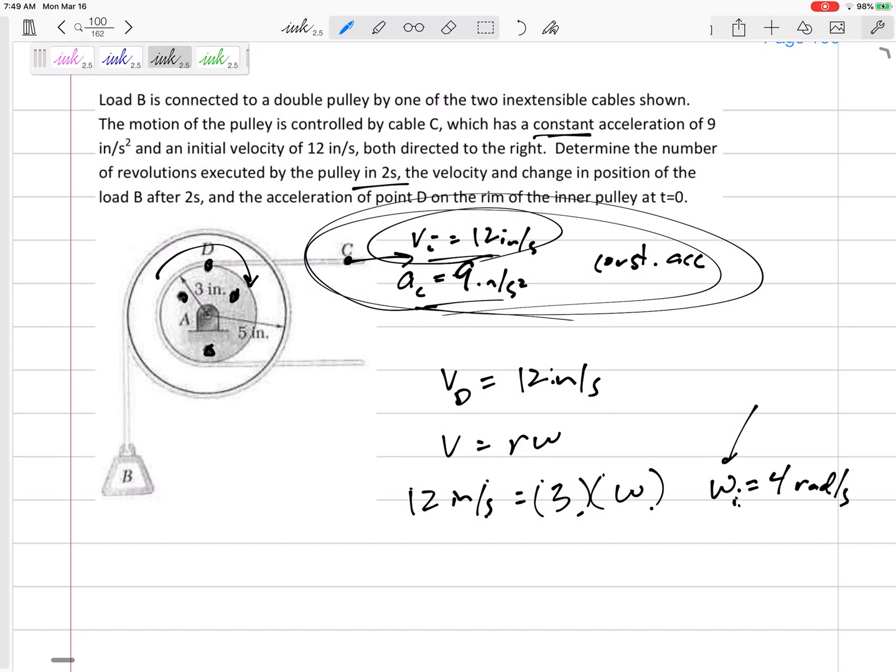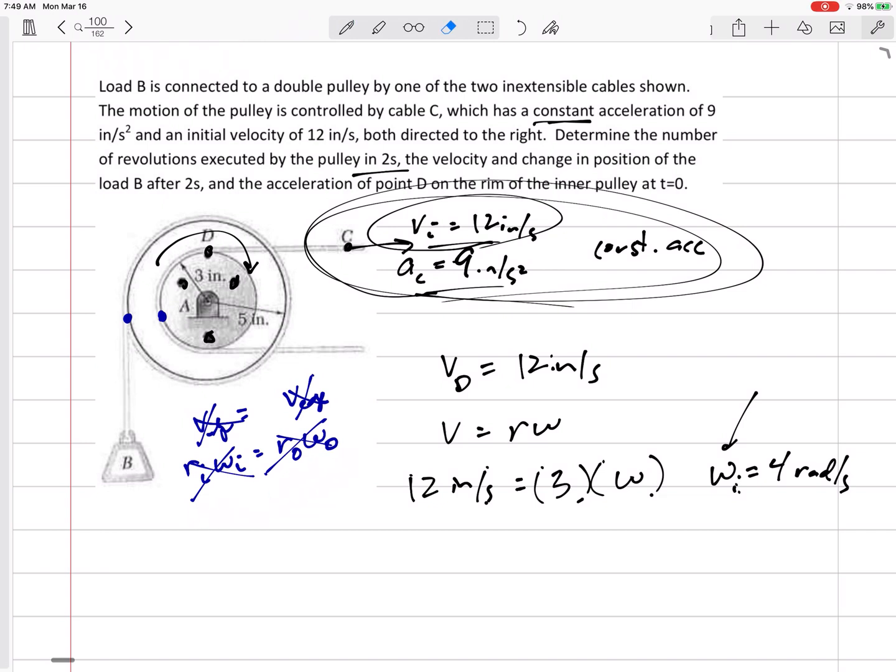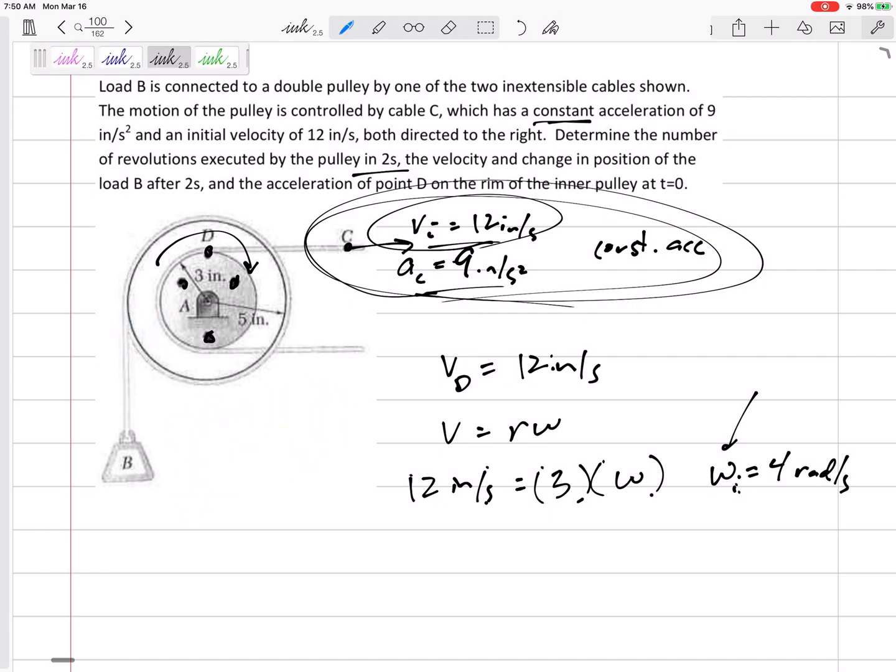Okay? Do not do this. I'm about to write something that I don't want you to write on your paper, so don't write this. It's not that R inner omega inner equals R outer omega outer. This is not true, right? That would be saying that the velocity on the edge of here is the same as the velocity on the edge of here. That is not true, right? The further you go out away, the larger the velocity. So we don't use this to jump from inner to outer. We just know that the angular information for the inner is the same as angular information for the outer. It's the angular information for the pulley, and they're bolted together as if they're one pulley.